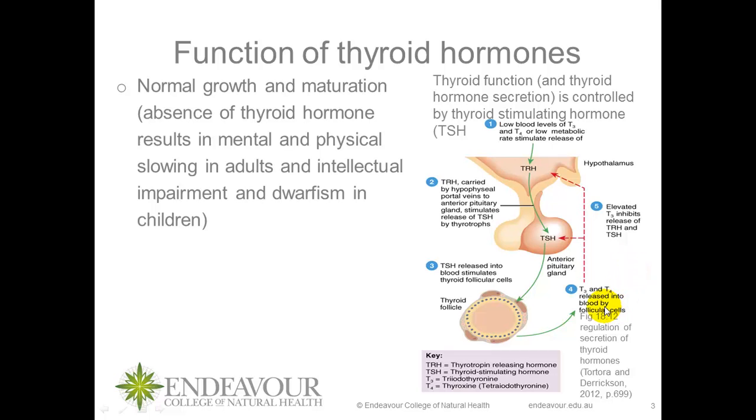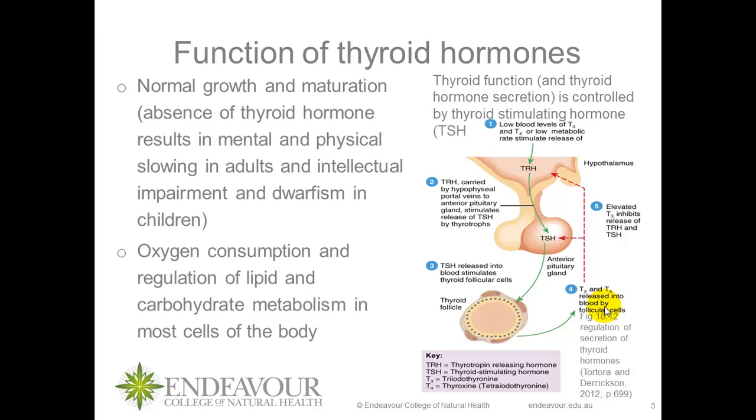They'll travel via the blood to all of the cells, and therefore they will increase normal growth, maturation, use of oxygen in oxidative pathways, and therefore will help tissues make ATP and use ATP. So we'll see that these thyroid hormones regulate lipid and carbohydrate metabolism and also have effects on protein synthesis in most cells of the body.